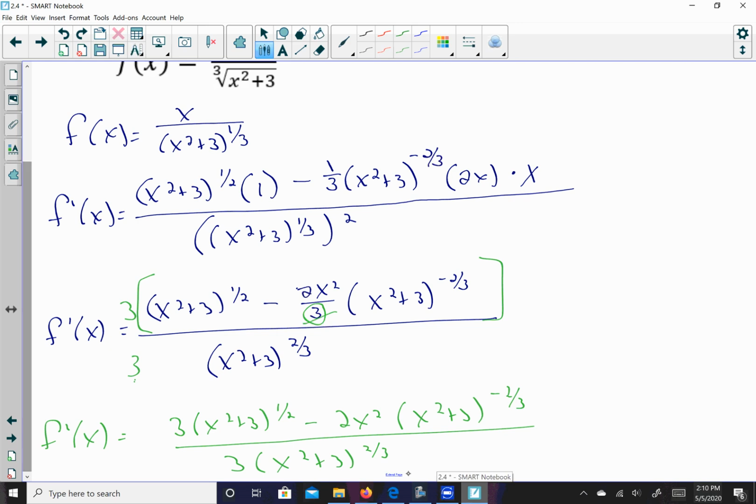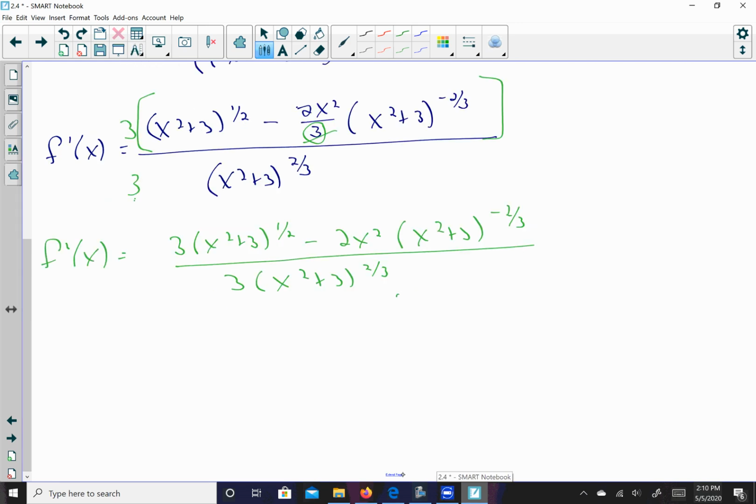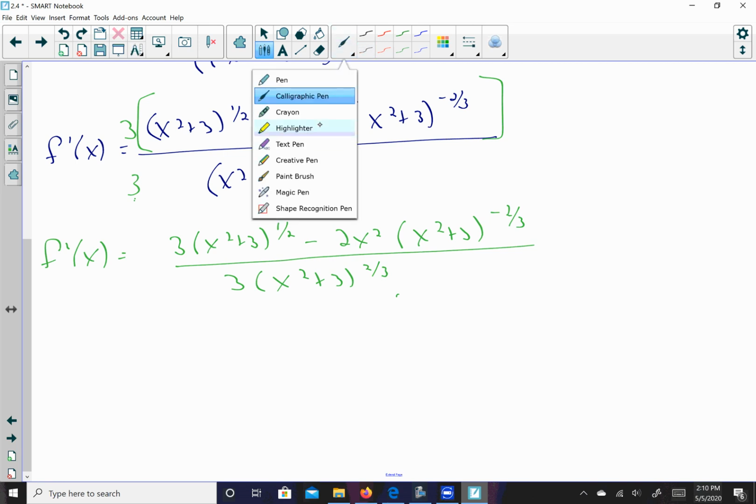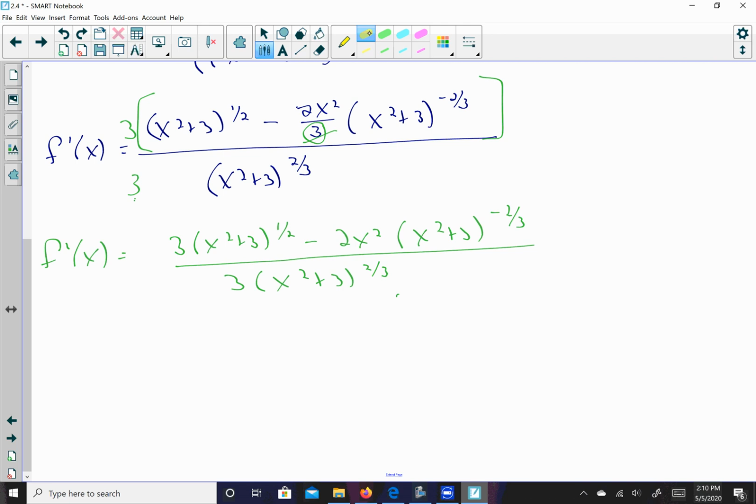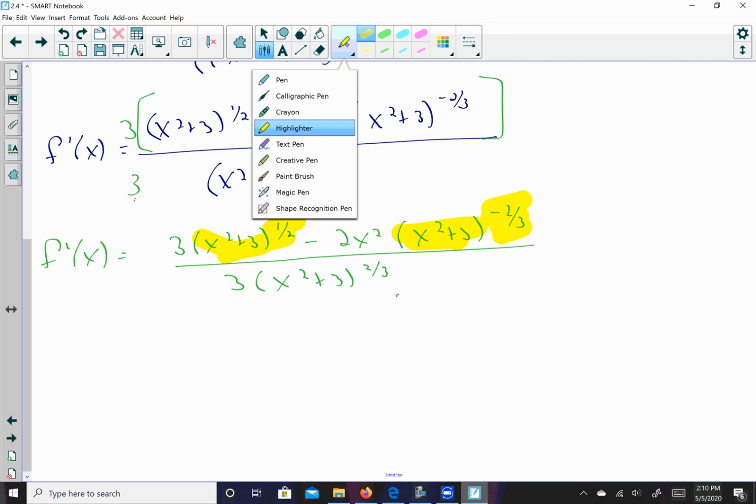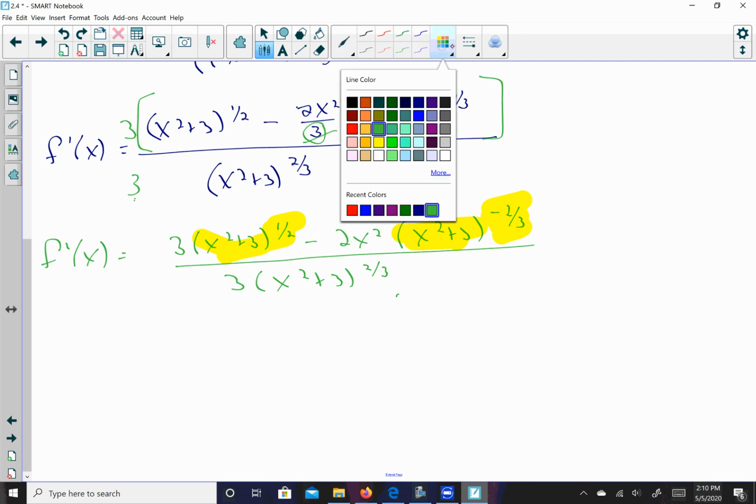Then I'm going to factor out my greatest common factor in my numerator. So I'm looking at the 3 and the 2x squared. They have nothing in common. But I do notice that this parenthesis, this x squared plus 3, is the same. And one's being raised to the 1/2 power, one's being raised to the negative 2/3 power. I'm going to factor out the least power. So in this case, I'm going to factor out the negative 2/3.